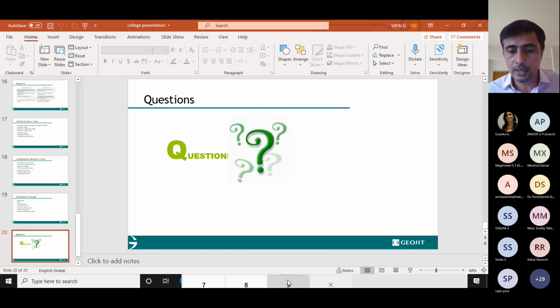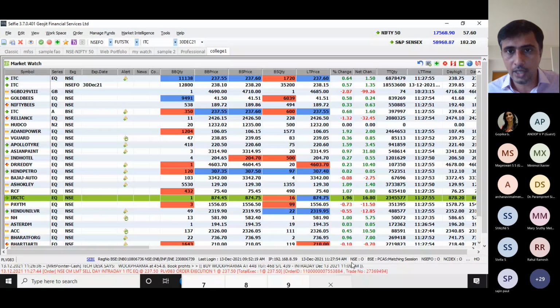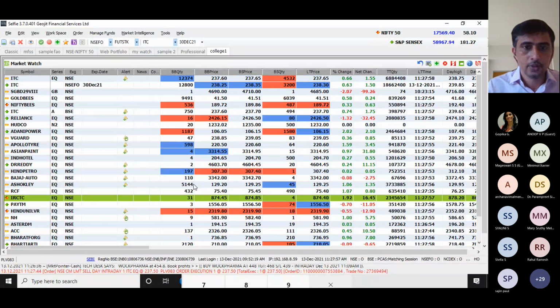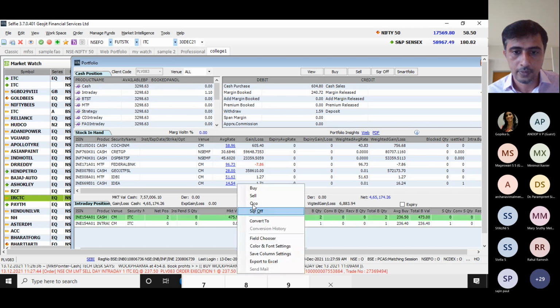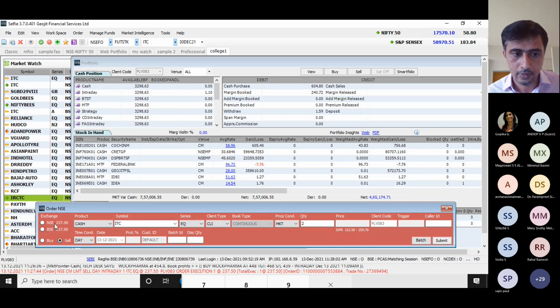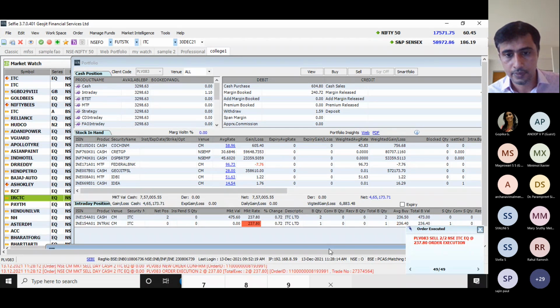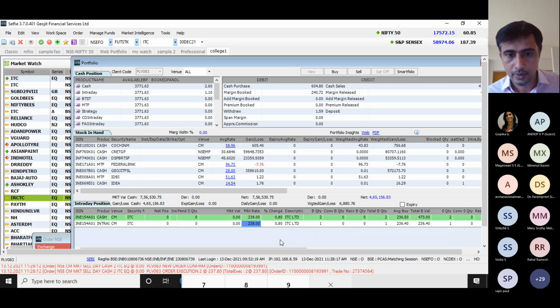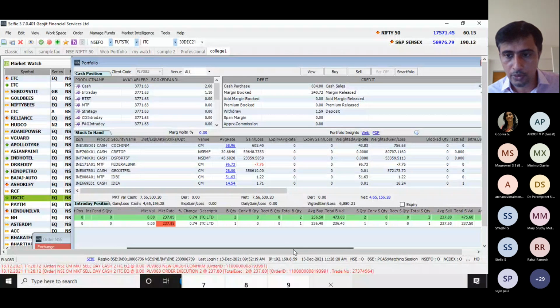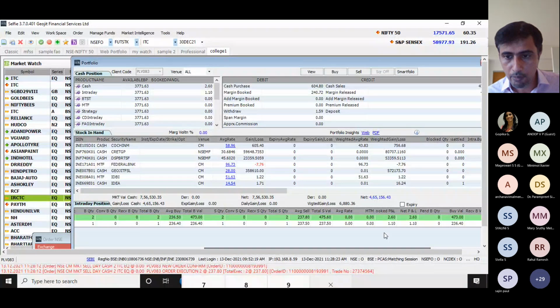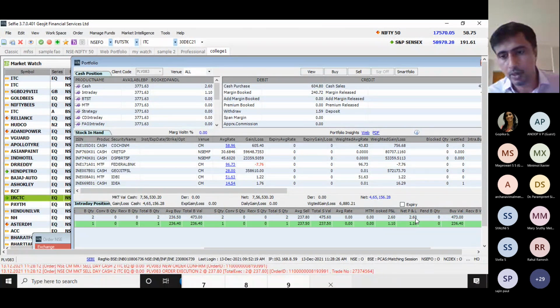I don't know how many of you have seen that. It is executed at the price at which I placed the order. I will sell the balance also. I'm selling at market. Executed at 237.80. So on the 3 stocks which I purchased, I have a profit of 2 rupees 60 and 1 rupee 10, totaling 3 rupees 70 paise. That's the profit we have made from today's session.